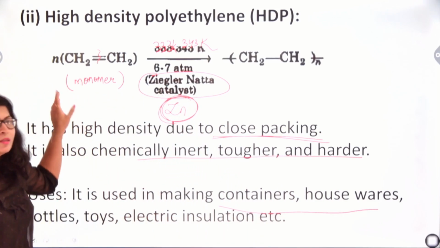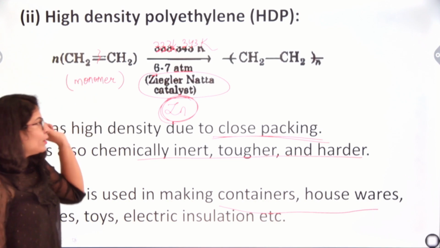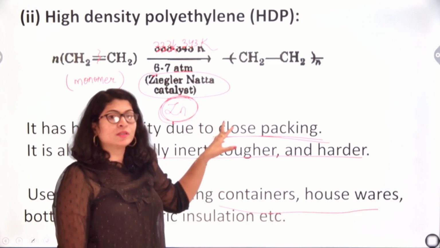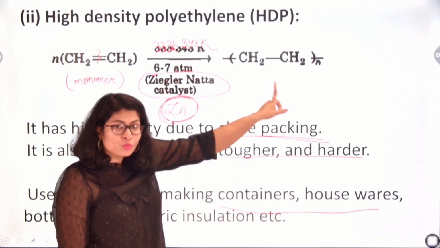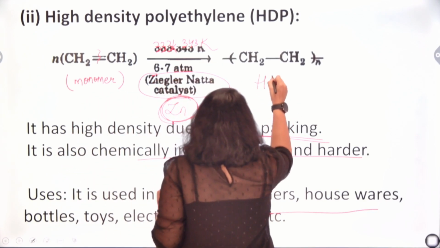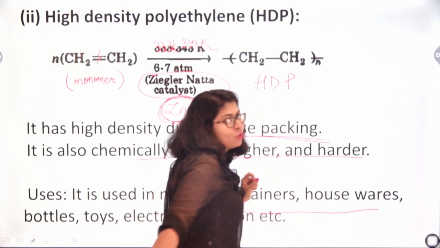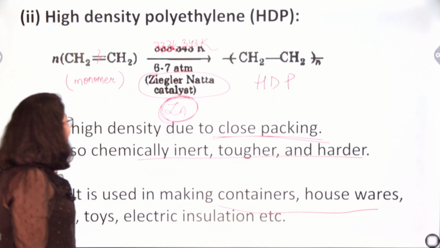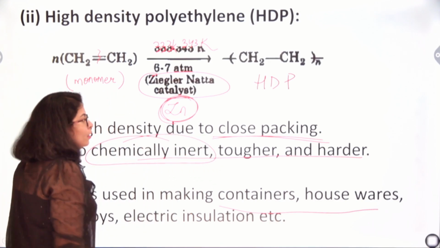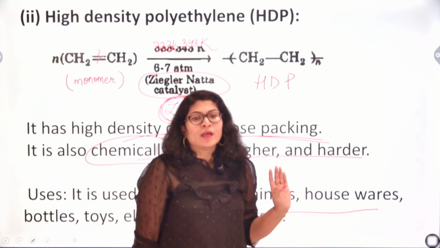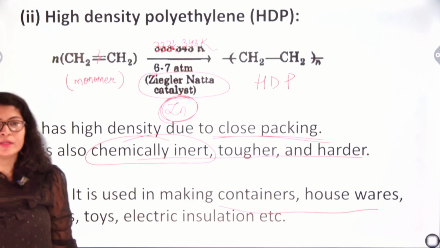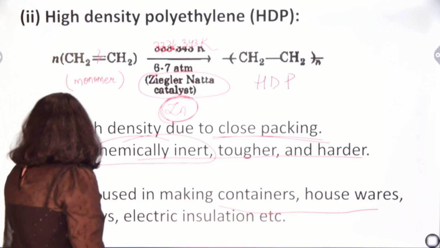High density polyethylene, the monomeric unit is ethene itself, and the only difference is here we are using a catalyst which we call Ziegler-Natta catalyst. In the presence of the Ziegler-Natta catalyst, it polymerizes to form polyethylene, which we call high density polyethylene, because the linear chains are closely packed. They have high density due to close packing. It is also chemically inert, tougher and harder. And you have to note the uses here: used in making housewares, bottles, toys, electric insulators, etc. Okay. Moving on.